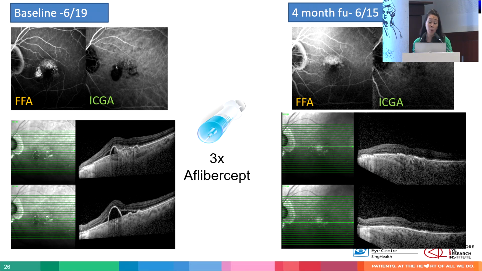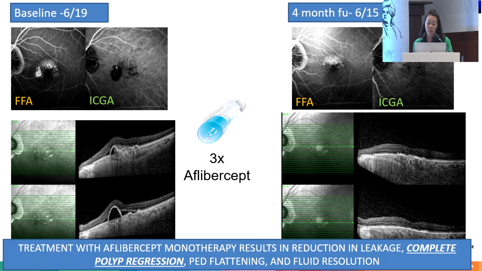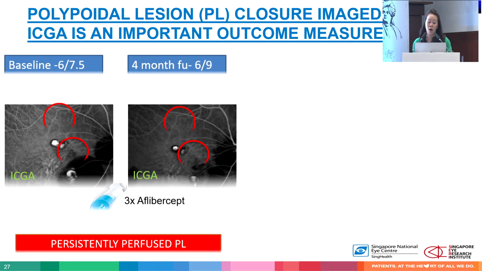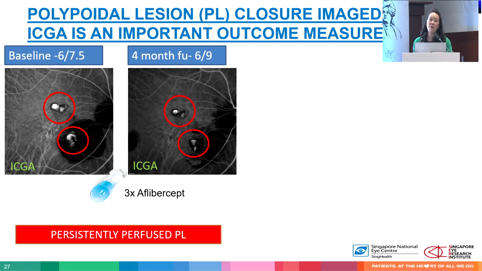The polypoidal lesion is gone, even though there's some branching vascular network still there. So this is complete polypoidal regression, where the polyp goes away on ICGA, the PED flattens, and there's fluid resolution. However, you can see that when we image polypoidal closure with ICG, it is an important outcome measure. You can see some of the different outcomes.